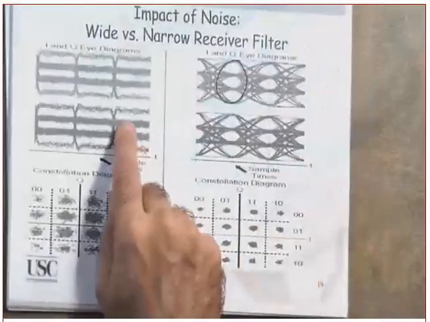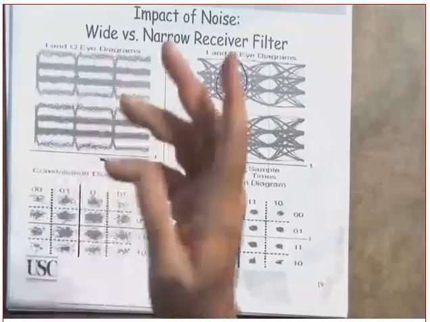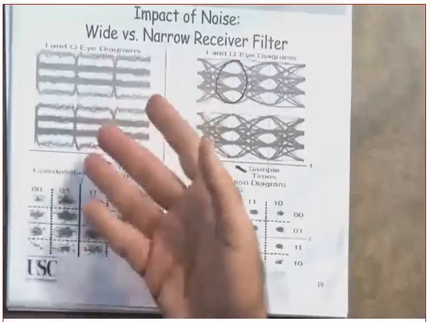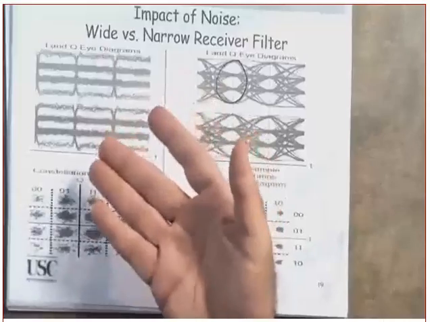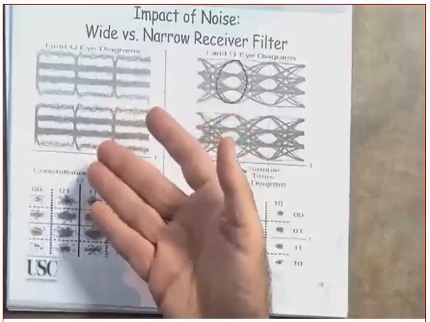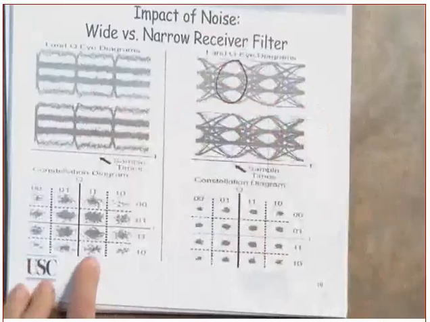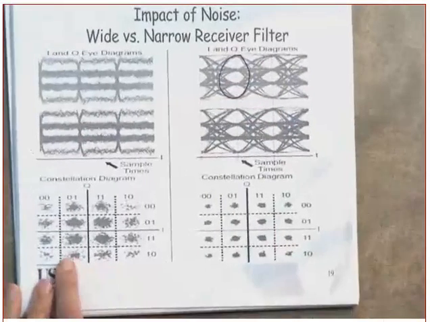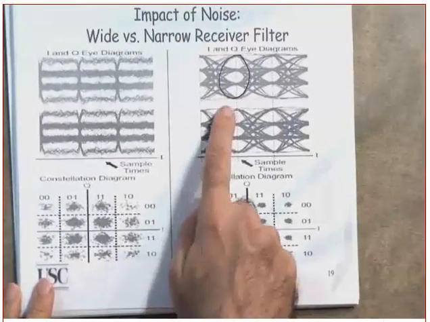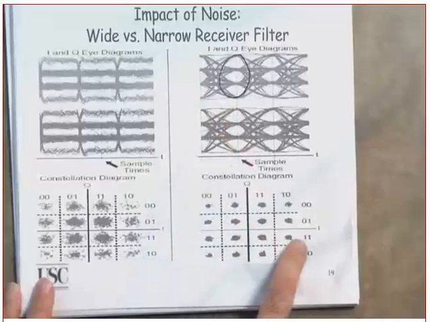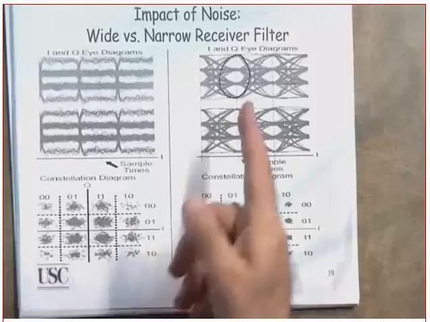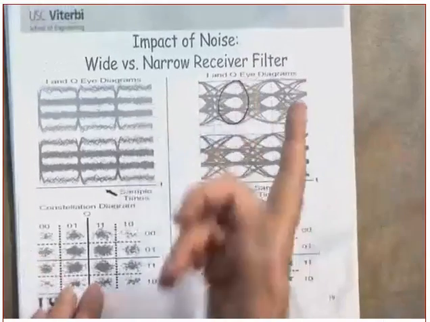And here, this is the effect of what? Wide. So the only thing that is ruining the eyes is the noise. Look at the effect. This is the effect of noise only. What is this? This is the effect of the intersymbol interference when you use narrow filters.